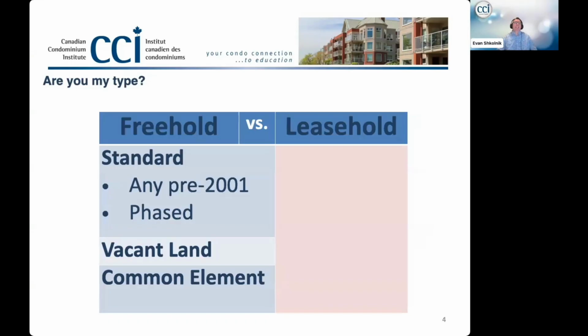Thanks very much. So there's four major types of condos. The first and what we're most familiar with is the standard condo corporation, and these have units and the common elements.